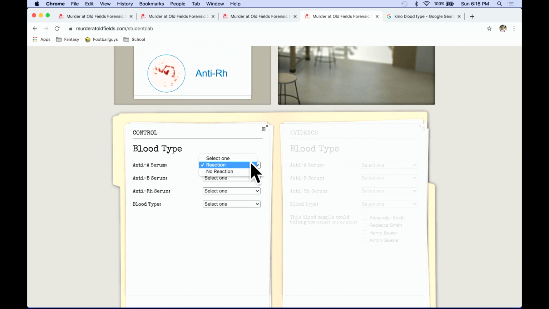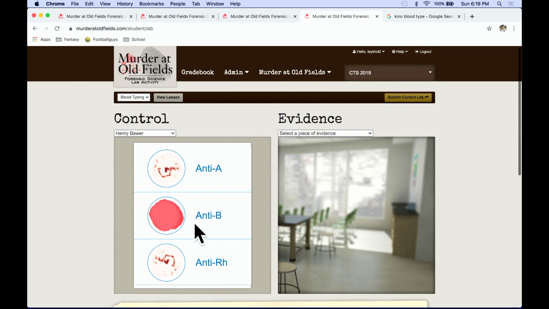Look, I could go here. It reacted. The B did not react. And the Rh reacted. So he has to be A positive. So you would do that for each person. You would just click on their name, click on their blood type. No reaction. No reaction. So they must be type O. And they didn't react for that, so they are O negative. That's a pretty rare blood type. So that's what you need to do.